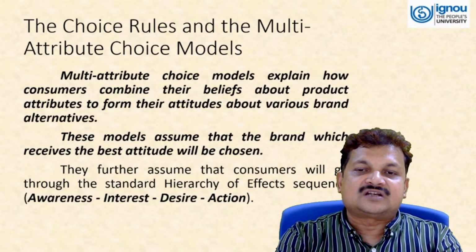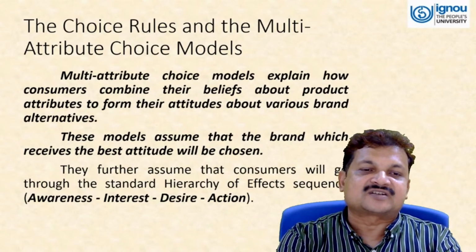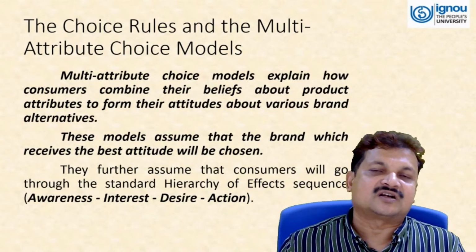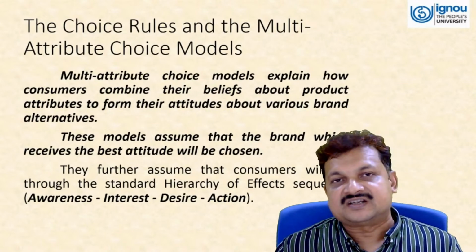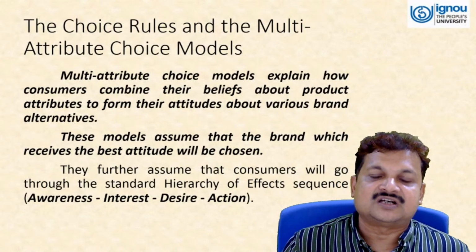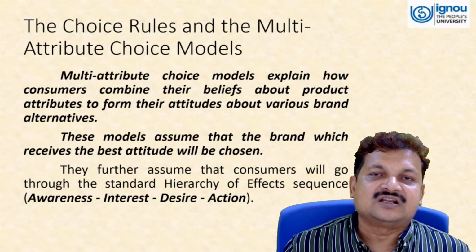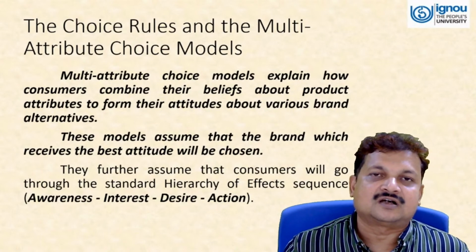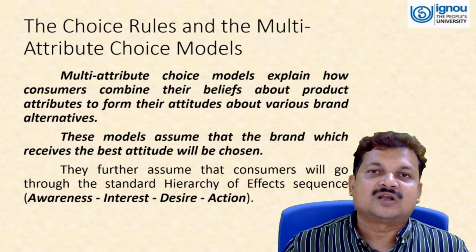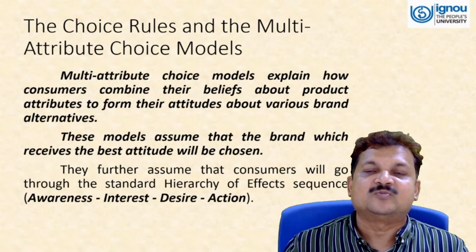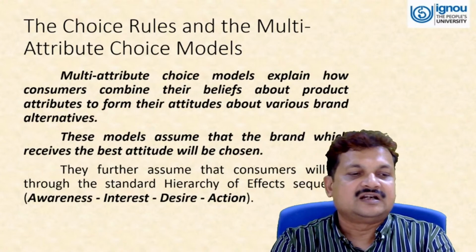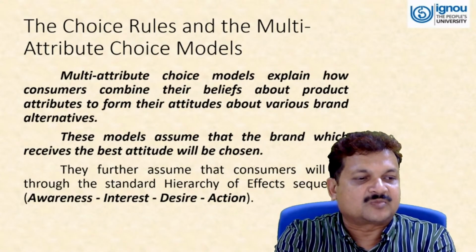Here they further assume that consumers go through the standard hierarchy of effects sequence we have already studied from the beginning, AIDA. Awareness is the extent of awareness regarding a particular brand or product. Interest means you go for more comprehension of that product to understand the positives and negatives. Desire is that finally you are eligible to purchase that product, because the vital factor is the amount you can pay, your ability to pay. The second thing is whether you can purchase it now or take the decision later, delaying the decision. And action is the final decision you take regarding the product you are purchasing.